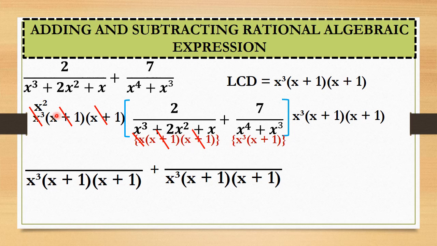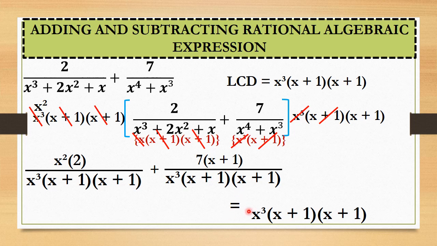Okay. So, ibig sabihin, meron na lamang x squared times 2. So, wala na tong x cubed plus 2x squared plus x. Next, sa right side naman, so x cubed and also may x cubed dito, so cancel that. Then, x plus 1, x plus 1. So, meron na lamang sa right side ng expression ng x plus 1 and multiply it by 7. Okay. So, we have x squared times 2 plus 7 times x plus 1.